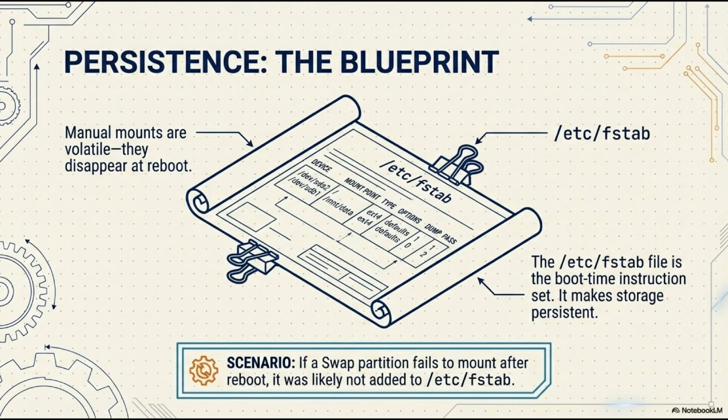It has no memory of the commands you typed. It only knows what is written in its blueprints. And the blueprint is the file /etc/fstab. The file system table. If your drive isn't listed in this file, it doesn't exist at boot time. Full stop. Slide 7 has this exploded view of an entry.